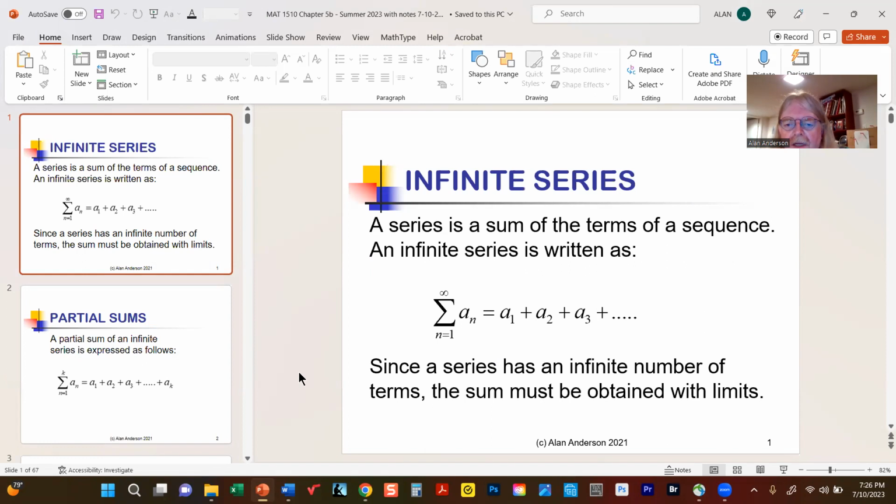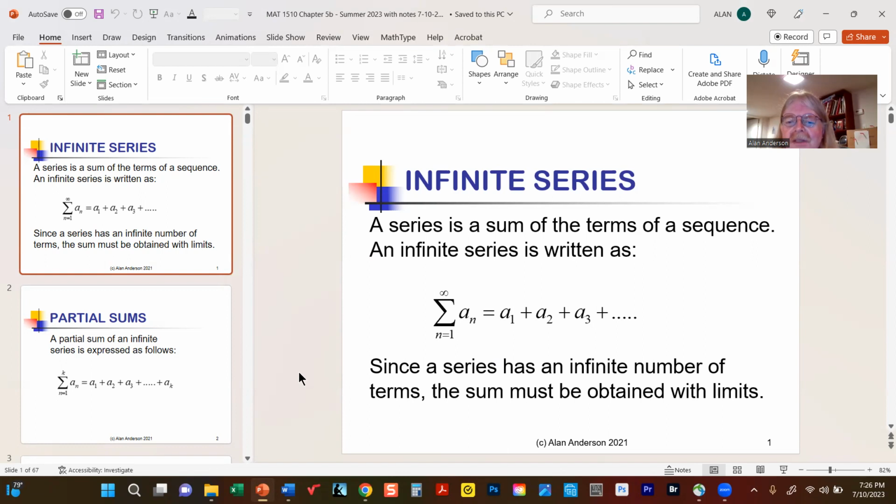As you can see here on this slide, with a series, rather than having a string of numbers, what we have is a sum of numbers. That's the key difference. In other words, instead of taking A1, A2, A3, etc., what we're actually doing is adding them all up, and we end up with a single value. And so this now becomes a series. Most of the time, we'll be looking at infinite series.